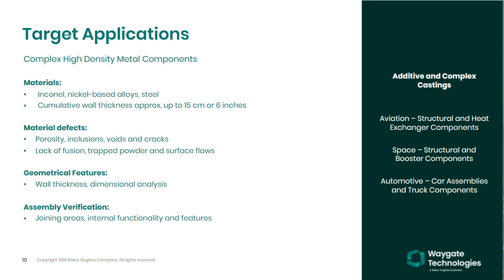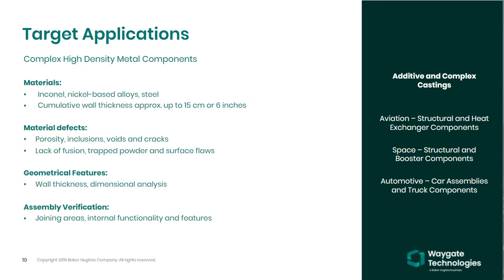People are asking us to see porosity, inclusions, voids, cracks. With the additive pieces, lack of fusion, trapped powder, surface flaws. And on top of it, we've got the added fun of the geometrical features, especially the internal features. There's a lot going on in these parts, especially on the additive and the multi-core casting side. There are a lot more design freedoms that allow for way more complex shapes, and also these assemblies, things going together.